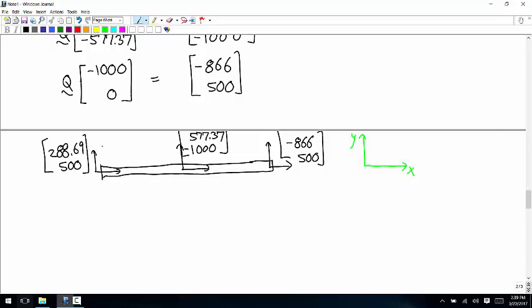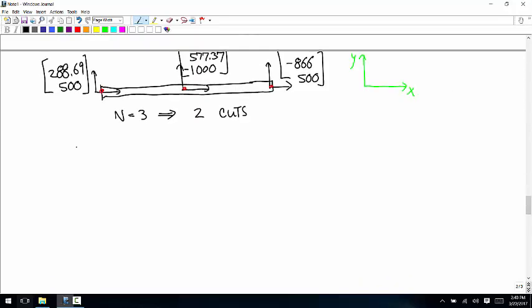So there are three places where the subfunctions can change. Now since we do that coordinate system transformation, it's just an easy internal loads problem, no distributed loads or anything. N equals 3, that means we're going to do two cuts. So cut 1 is valid for x's between 0 and 0.5.